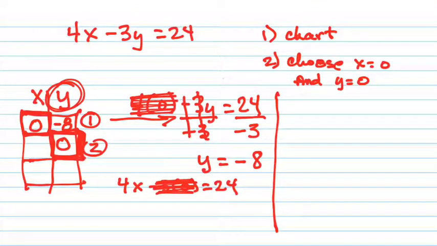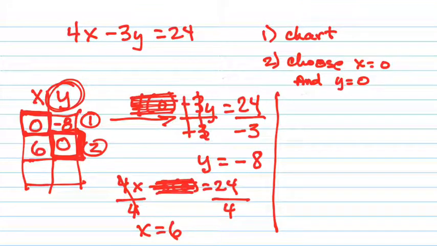It's 4x equals 24. Is the x by itself? No. How is it connected to the 4? Multiplication, and the opposite of multiply by 4 is divide by 4. But remember, whatever you do to one side, you do exactly the same to the other. The 4s will divide away, and what's 24 divided by 4? So if y is 0, what does that make my x have to be? 6.